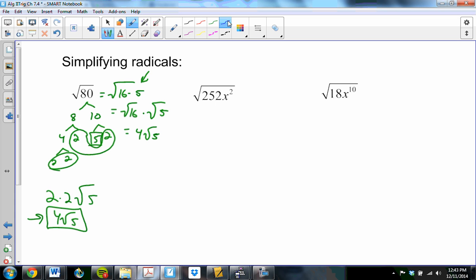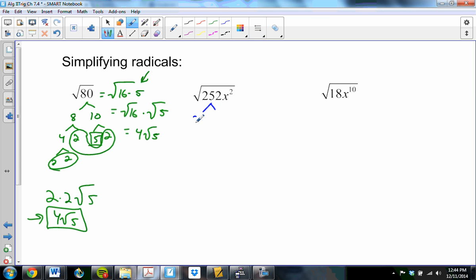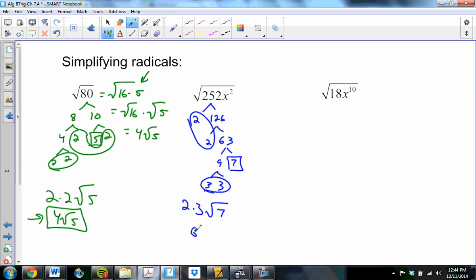But if we tack on variables like this, not much really changes. If I want to find this square root, I'm going to simplify the 252. And 252 is 2 and 126. And 126 is 2 and 63. And 63 is 9 and 7. And 9 is 3 and 3. If you divide things in half as long as you possibly can, these factor trees can get pretty simple. Here's a pair that comes out. Here's a pair that comes out. Poor little 7 has no friend. So that's 6 root 7.